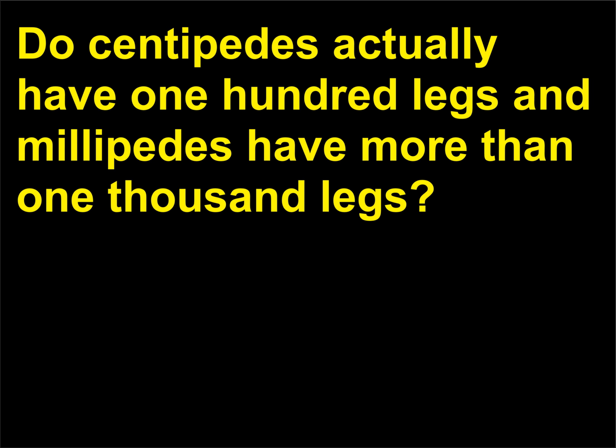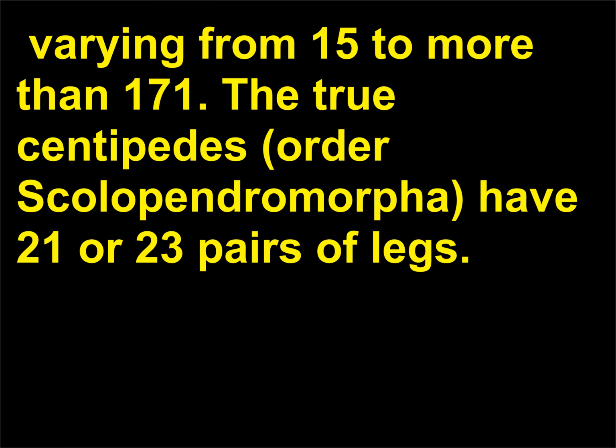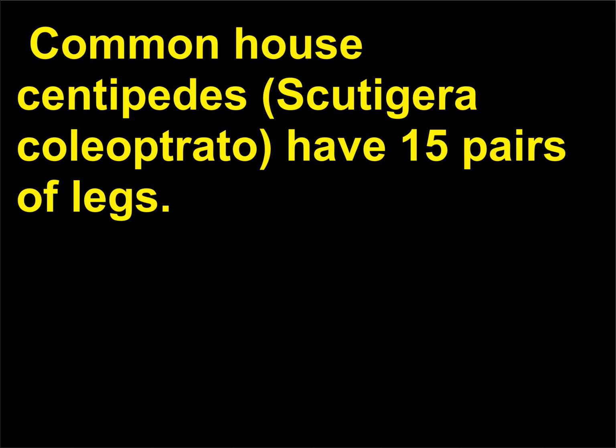Do centipedes actually have 100 legs and millipedes have more than 1,000 legs? Centipedes, class Chilopoda, always have an uneven number of pairs of walking legs, varying from 15 to more than 171. The true centipedes, order Scolopendromorpha, have 21 or 23 pairs of legs. Common house centipedes, Scutigera coleoptrata, have 15 pairs of legs.